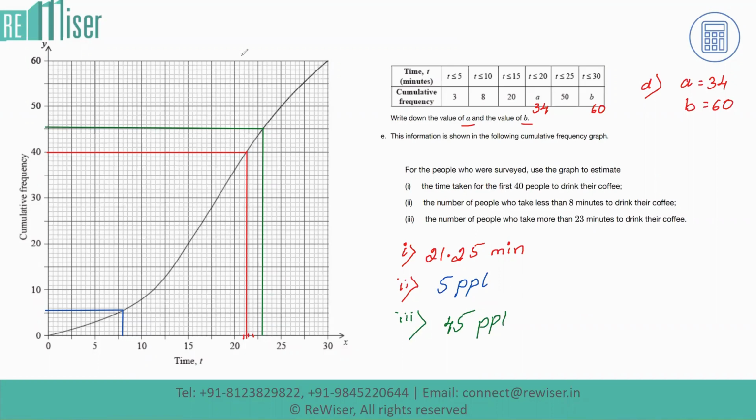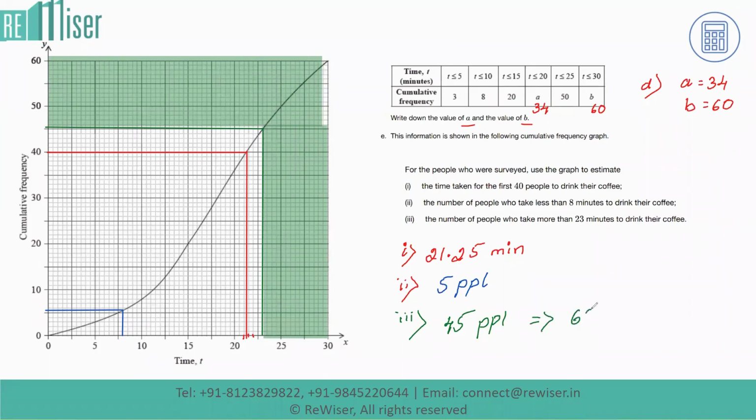So the number of people who took more than 23 minutes has to be this part. It's clearly 60 minus 45, which gives us 15. So there are 15 people who took more than 23 minutes, and that is the right answer for part 3.